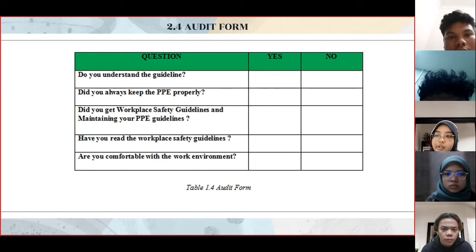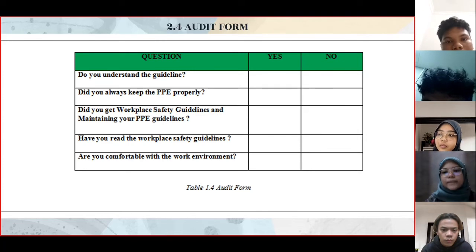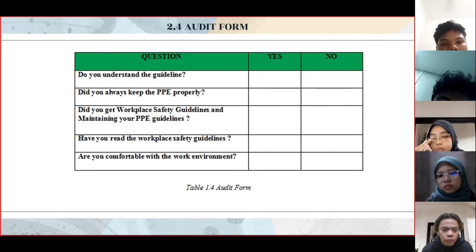2.4, audit form. Do you understand the guideline? Did you always keep the PPE properly? Did you get a workplace safety guideline and a guideline on maintaining your PPE? Have you read the workplace safety guideline? Are you comfortable with the work environment?